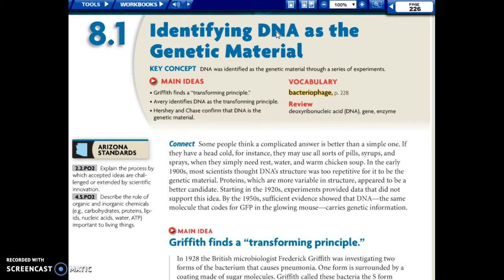People initially thought that it was proteins that dictated our physical appearances, our traits, not necessarily the DNA. So our key concept for 8.1 is DNA was identified as a genetic material through a series of experiments. Some of the names that you're going to be seeing as we go through this include Griffith, Avery, Hershey and Chase, and there's going to be a few others as well. If you care to read this out of the book, it can be found on page 226.